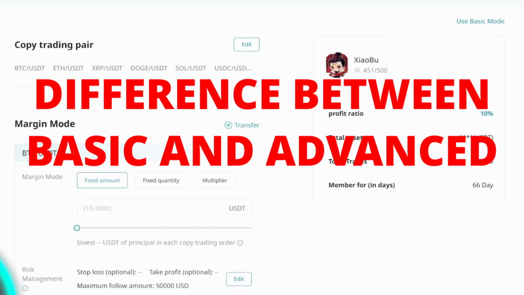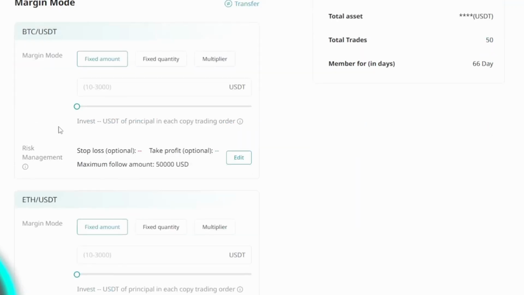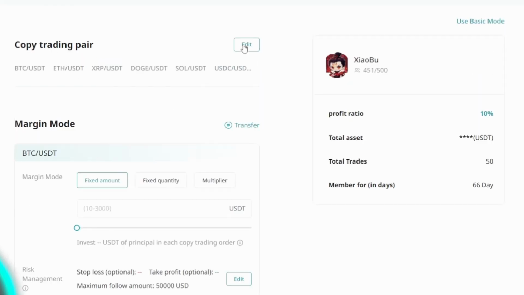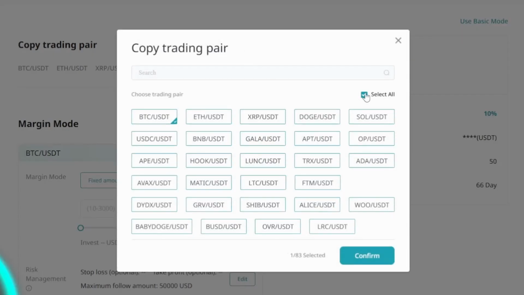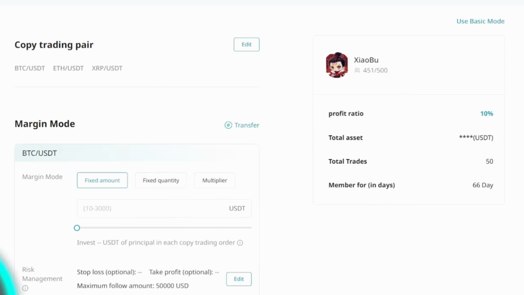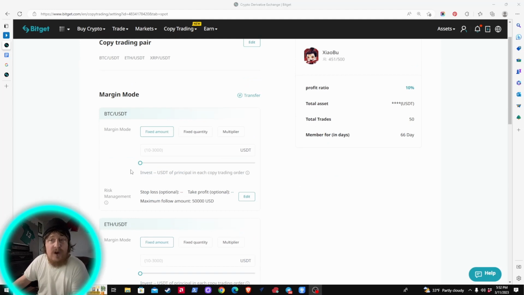Now, there really is only one big major difference between the basic mode and the advanced mode, and that is that in advanced mode, if you're following multiple pairs on the same trader, you can specify on each pairing what your risk management is. So let's just say we go back up here to edit on copy trading pair, unselect them all. Let's just say we were following his Bitcoin, his Ethereum, and his XRP trades. We go ahead and click confirm. Well, now rather than just having one margin mode that's to do with all of the pairings combined, I can specify on each one what my risk management is.